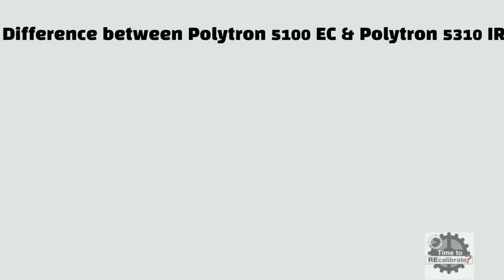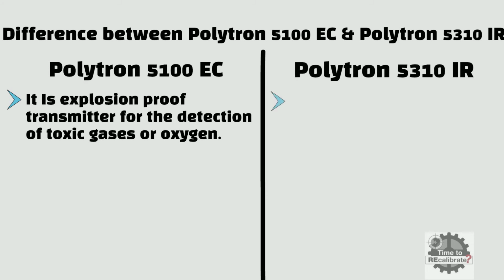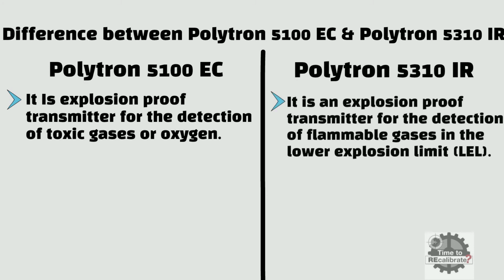First of all, what is the main difference between the two models? Draeger Polytron 5100EC is an explosion-proof transmitter for the detection of toxic gases or oxygen. Whereas Draeger Polytron 5310IR is an explosion-proof transmitter for the detection of flammable gases in the lower explosion limit.